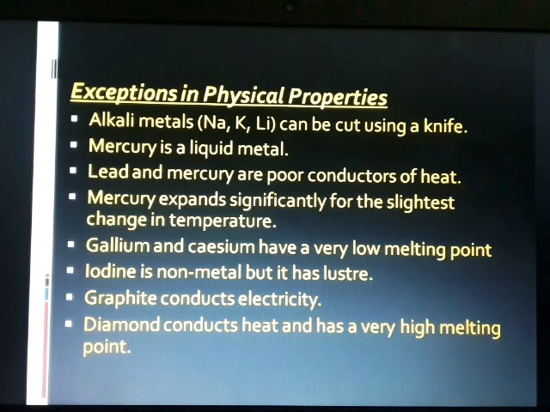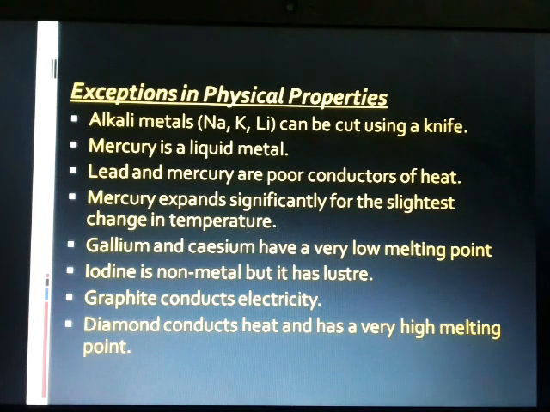Next, iodine is a non-metal but it has luster, it is shining. For tincture and all, we are using this iodine only. So it is a non-metal but it has a luster. Usually non-metals will not have the shining property.